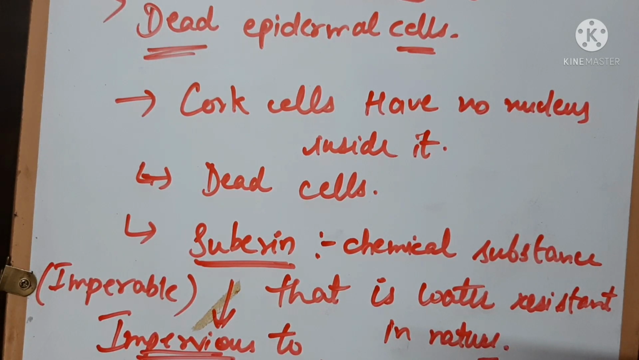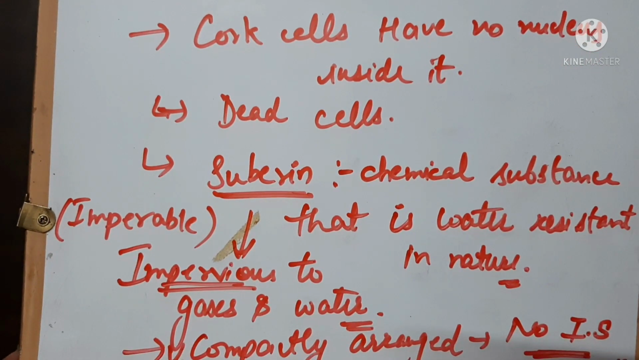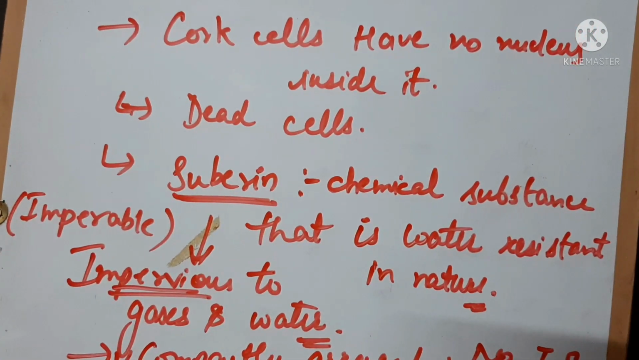So what will happen by this? It will make the cell walls, or you can say the plant, impervious to gases and water. That means impermeable to gases and water. Water and gases cannot move from inside to outside and vice versa. Also the cells of cork are compactly arranged, that means there is no intercellular space between the cells. So this was all about the cork cells, and now we have finished the epidermis.